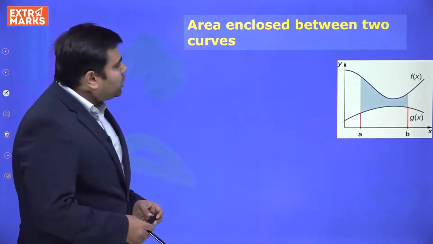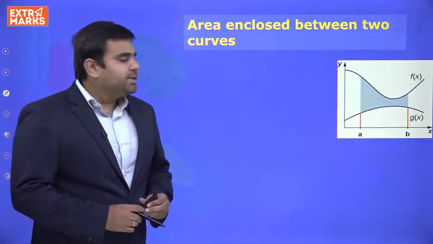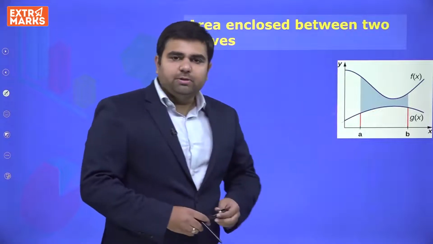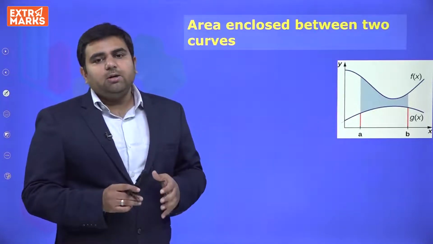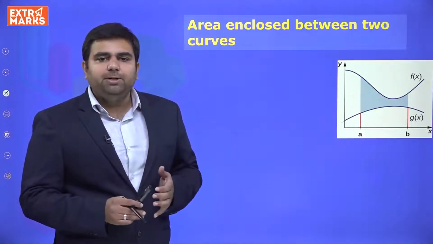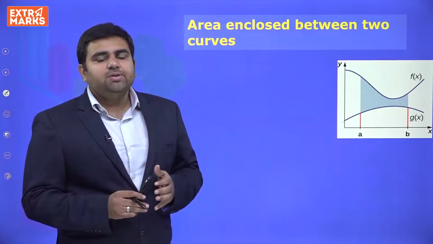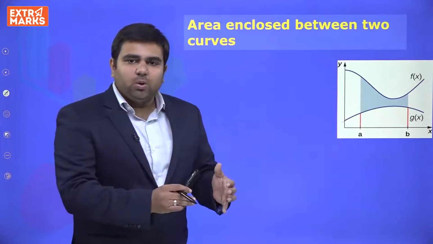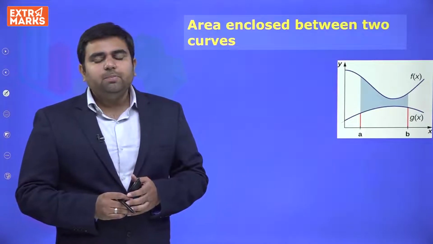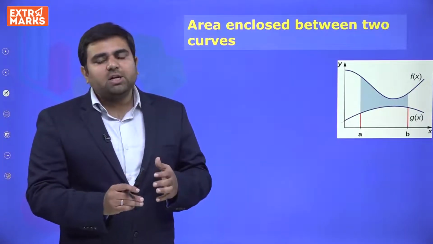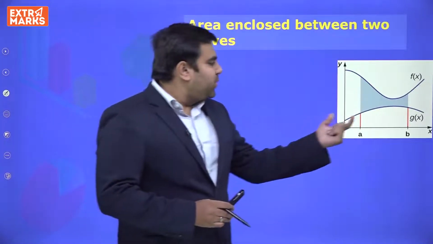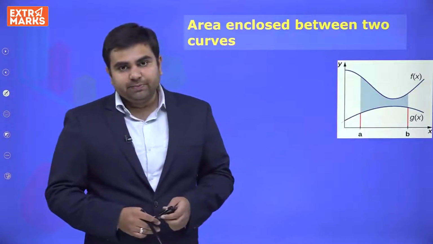so area enclosed between two curves. So let us consider this particular case where there are two different curves. Earlier we wished to calculate the area bounded by a particular curve, x-axis, between the ordinates x equal to a and x equal to b. So earlier only one curve was under consideration, and the area was calculated with respect to x-axis.